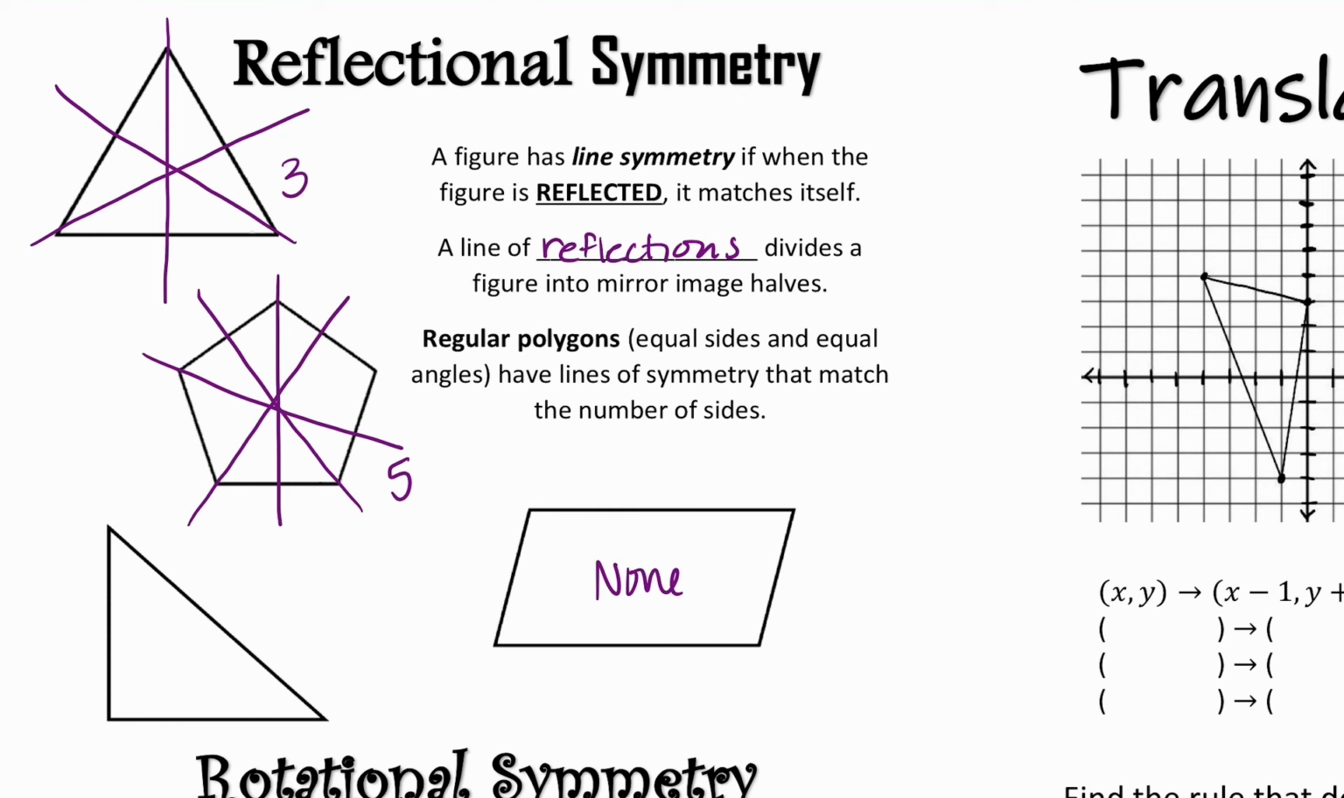The triangle over here, this is not a regular triangle because these 2 sides are not equal to the hypotenuse. So it does have 1 line, however, which would be right here. Okay, so we have 1 line of reflectional symmetry.